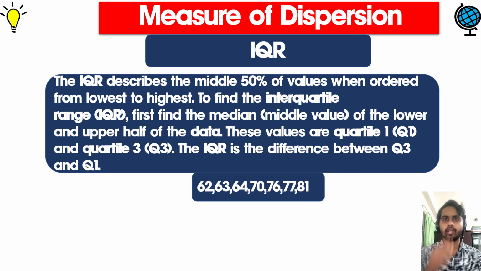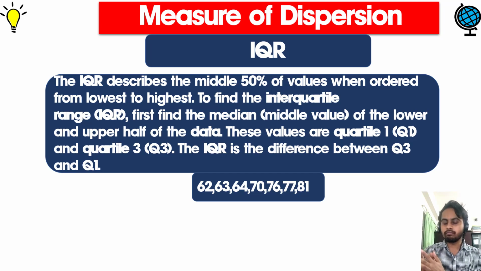Now let us talk about one more measure, IQR, the interquartile range. What is a quartile? Quartile means you can find which value is at the 25% of the data, which one is the 50% value, and which one is the 75%.